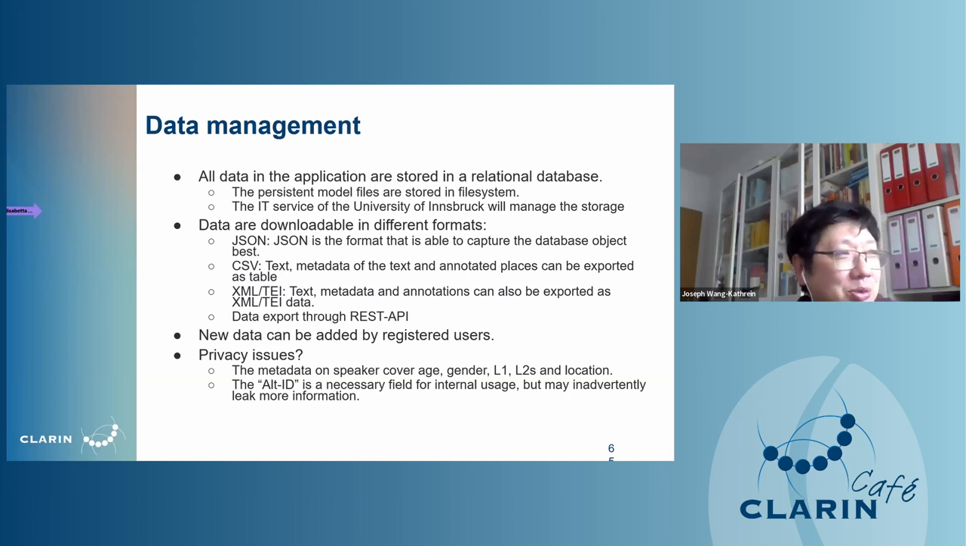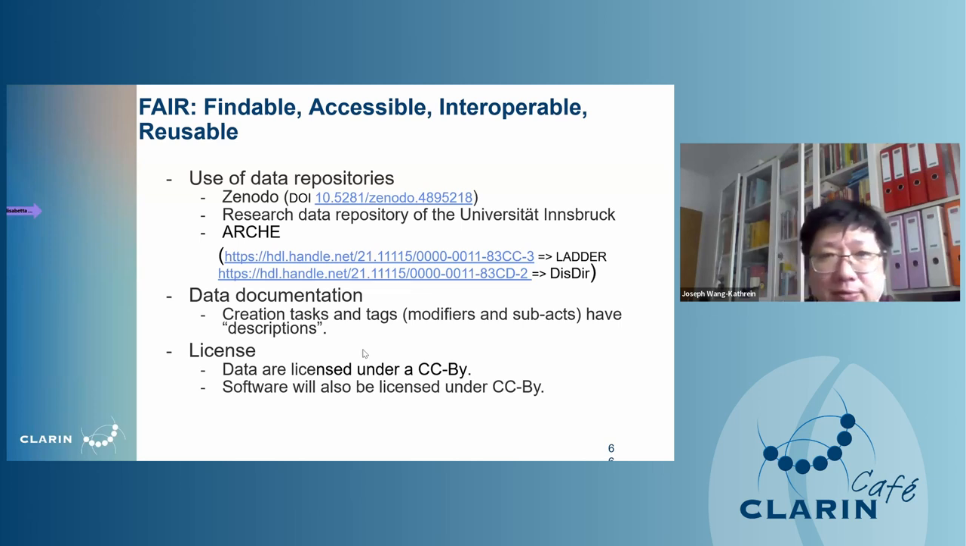When we designed the application, we thought that maybe it's not so good if people can trace back who is writing what. Therefore, the metadata on the speaker covers only age, gender, L1, L2, and location, and not more. We think this is good enough for research and also for privacy. And the old ID is used as a secondary precautionary measure, such that if somebody thinks the data in the database is wrong, they can use the old ID to trace back the original data. That was also one of my concerns when designing the application.